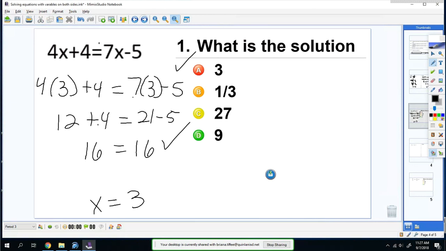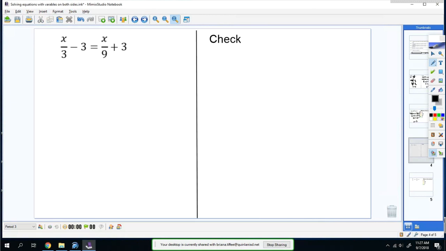All right, let's look at another one. Okay. We have x divided by 3 minus 3 is equal to x divided by 9 plus 3. These get a little bit complicated. If you don't like the way I show you here, I do have an easier way. Okay, I want to show you the proper way how to do it.